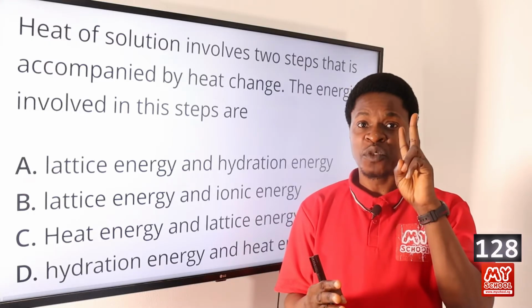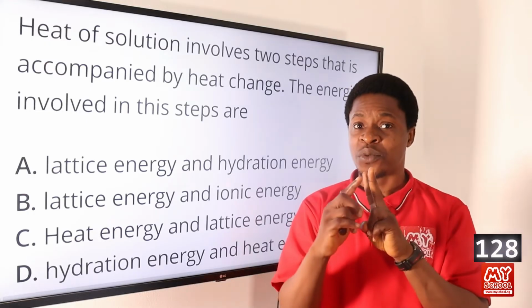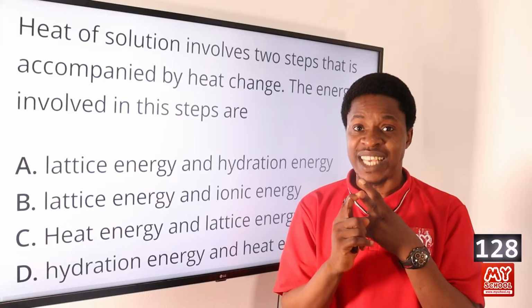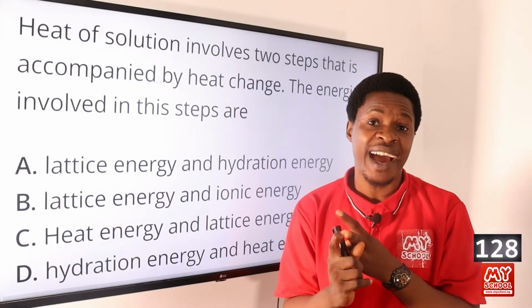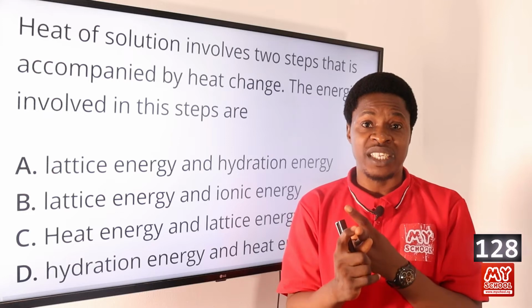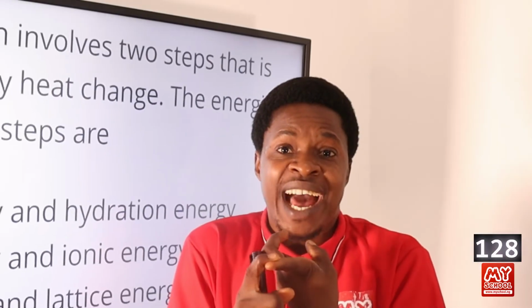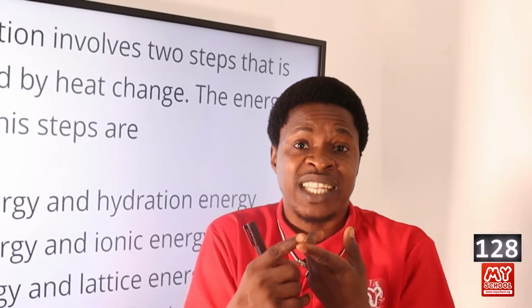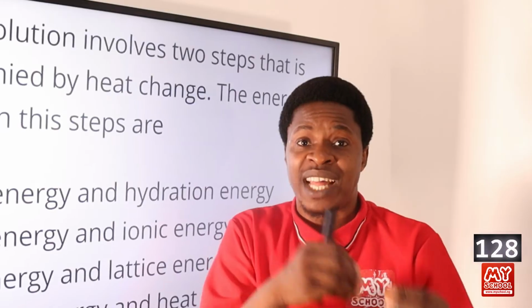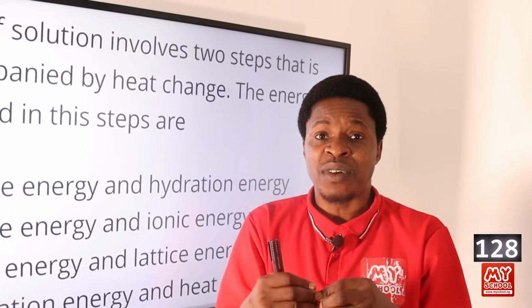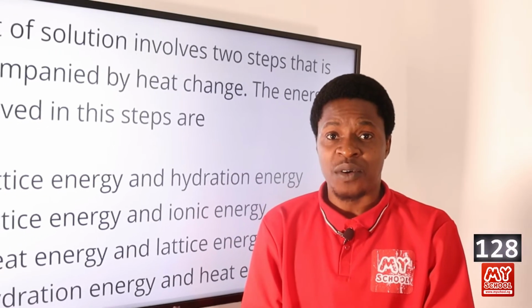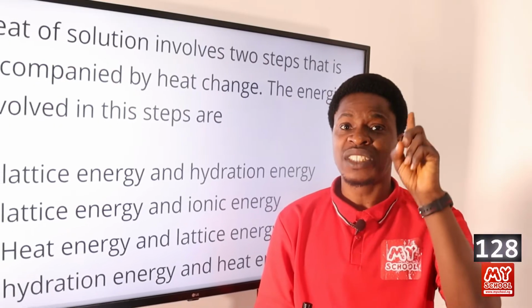So we have two steps now and two energies. We talk about the lattice energy, which is the energy required for the ionic solid bond to be broken down into the gaseous ion. Then secondly, there is the amount of heat that is given off when the ion from the lattice is dissolved in water. That is what we call the hydration energy.